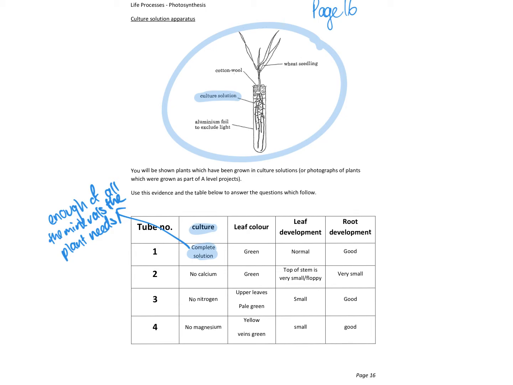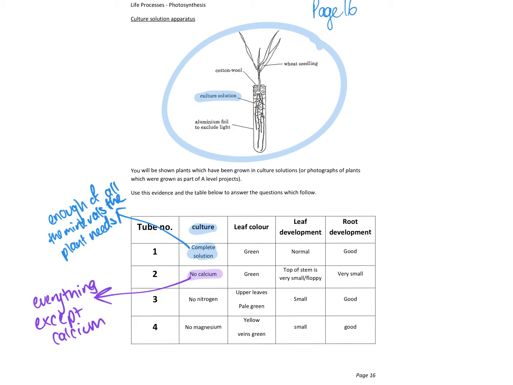But then the solutions that follow on from that, for tube number 2, culture solution number 2, there's no calcium. What that means is that it has everything it needs except calcium. Number 3 is no nitrogen, that means everything except nitrogen. And number 4 is no magnesium, that means everything except magnesium. We want to do that to keep it fair, so that we're only changing one mineral each time, we're only removing one mineral each time.